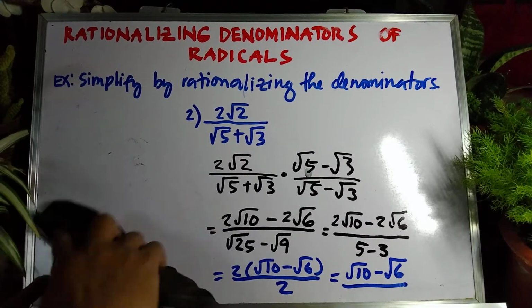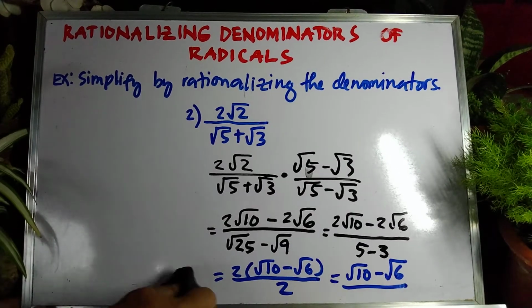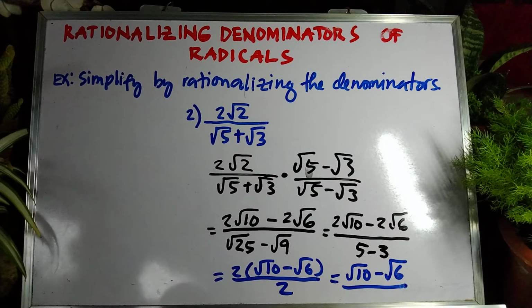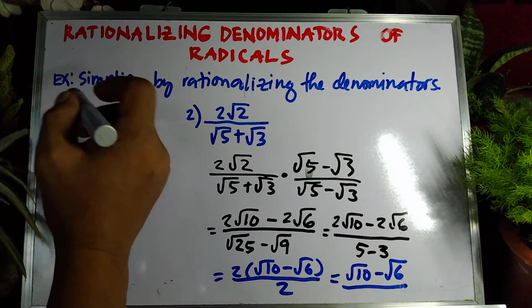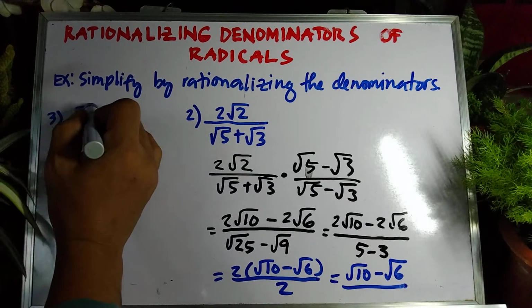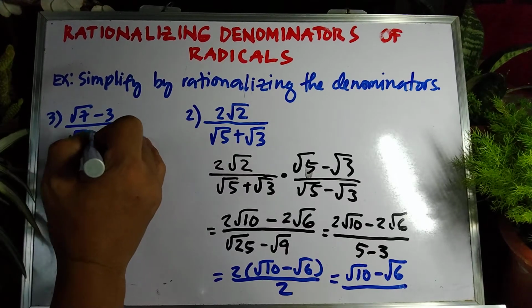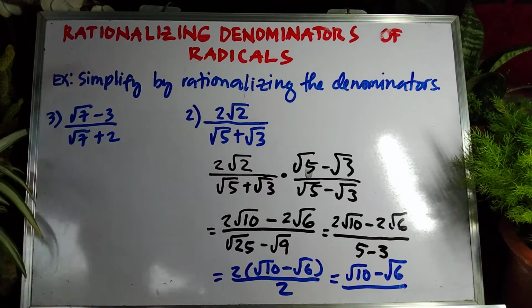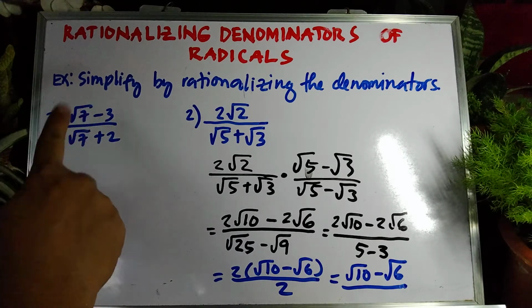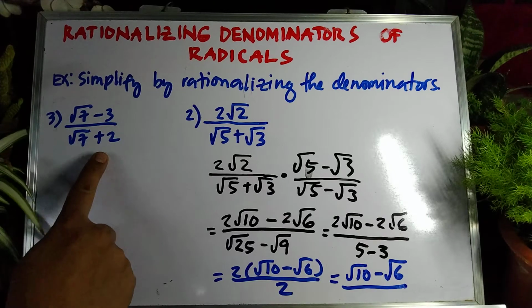So, I will give you example number 3. Suppose you have the square root of 7 minus 3 over the square root of 7 plus 2. Again, we need to rationalize the denominator. So how do we do that? We will multiply the entire expression by the conjugate of the denominator.